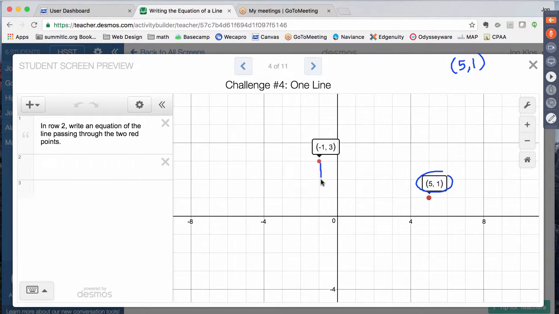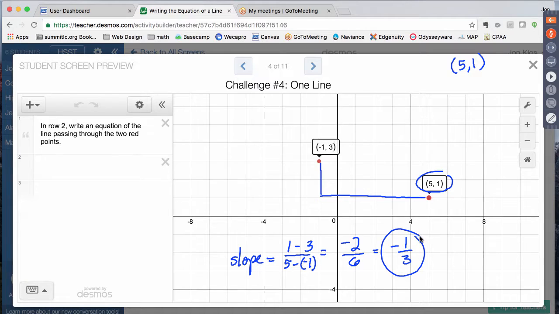Looks like I decrease by 2 when I go over 1, 2, 3, 4, 5, 6. And I'm going to use the slope formula as well too, just so you guys review that. So I subtract my y values. So let's do 1 minus 3. I subtract my x values. So 5 minus the -1 right there. 1 minus 3 is -2. 5 minus -1 turns into 5 plus 1, which is 6. -2 over 6 reduces down to -1/3.